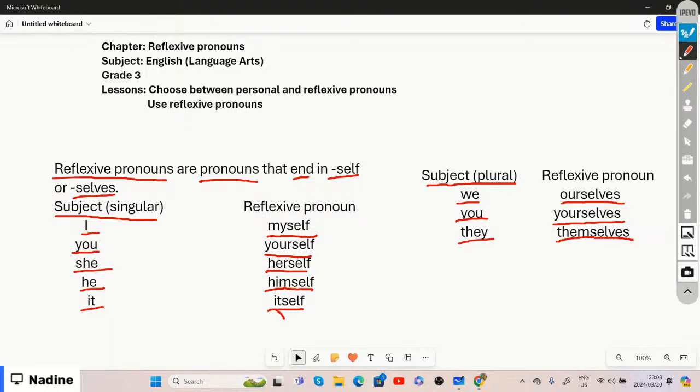They end in self when we're referring to a singular subject, which refers to one person or thing, and they end in selves when we are referring to a plural subject, which is two or more people or things that we are referring to.